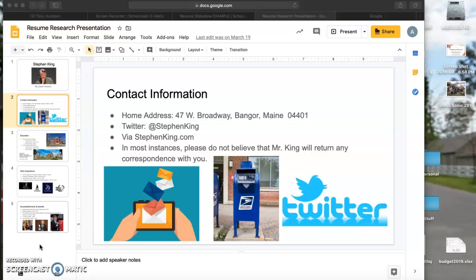All right. The second bullet, Twitter account. Some of y'all did find Twitter accounts for your people. Some of you didn't. If they don't have a Twitter account, take that bullet off. Don't just leave it there. Same thing with websites. If they have an Instagram page, that would be great to put up there also.